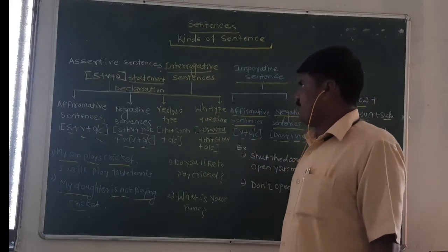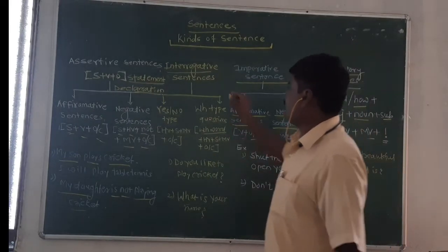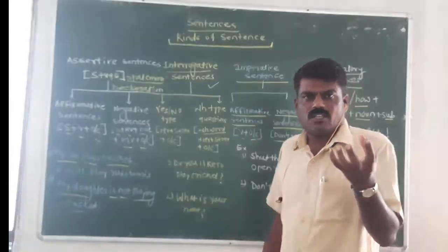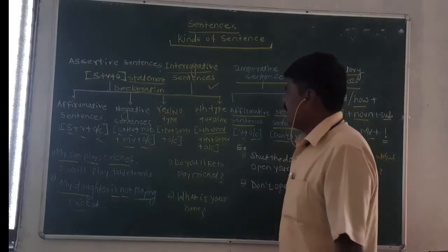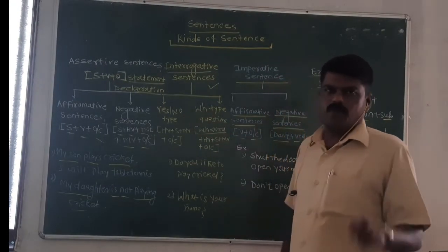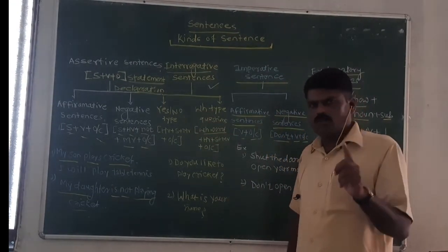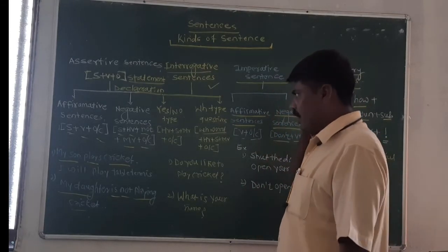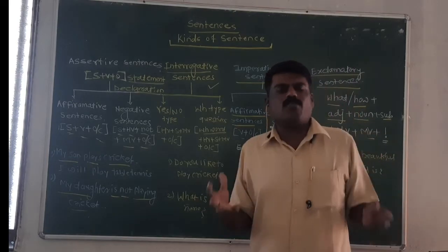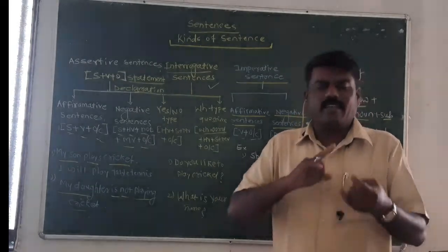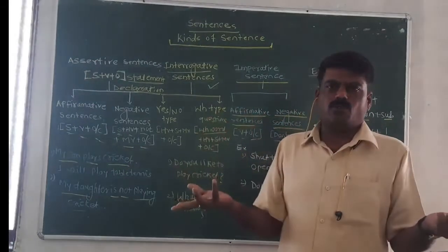The next kind of sentence is the interrogative sentence. Interrogative means the sentence which is a question. There are two types of questions. The first is the yes-no type question and the second is the WH type question. So what is a yes-no type question? When you ask a question to somebody, he or she will answer in yes or no. That is a yes-no question.